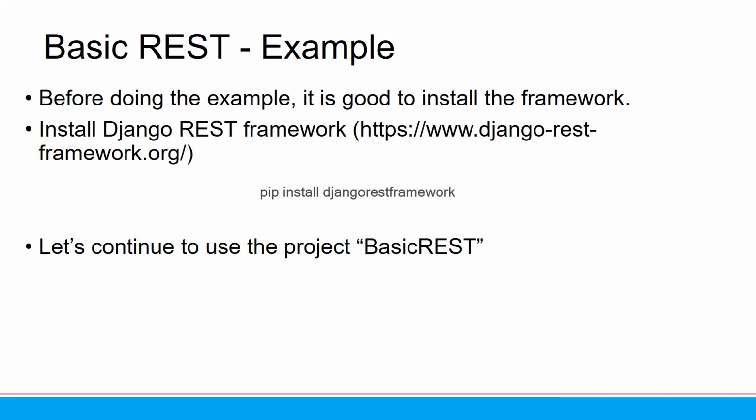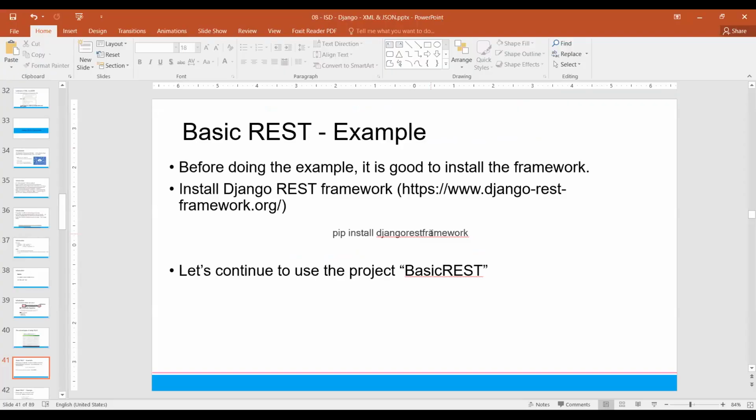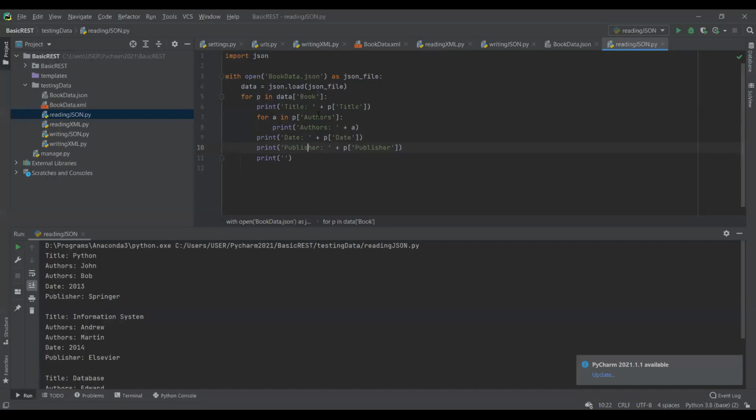Before we do the example, it is good to install the framework. We are going to use the Django REST framework, okay? And this is the website. If you want to check more details, you can just go to the website. But let's do this in your PyCharm. We already have PyCharm from before, and in this PyCharm, we already built the Python file. So we already have the JSON and the XML file here.